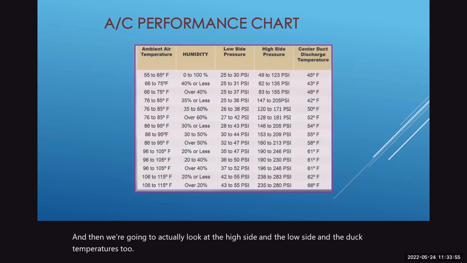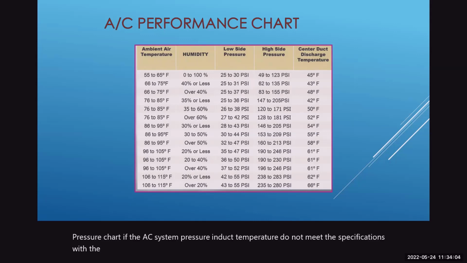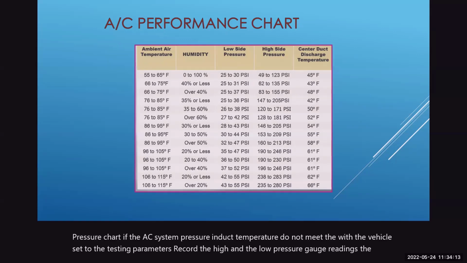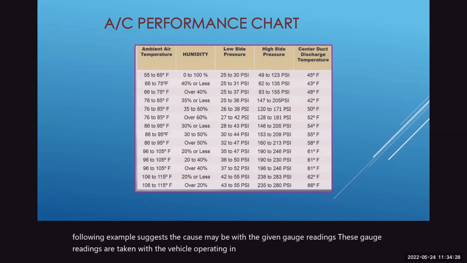This is a typical pressure chart. If the AC system pressure and duct temperature do not meet the specifications with the vehicle set to the testing parameters, record the high and the low pressure gauge readings. The following example suggests that the cause may be found with the actual given gauge readings. These gauge readings are taken with the vehicle operating in these performance test modes.